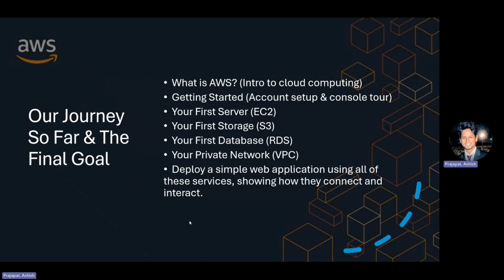Just to quickly recap our journey, we have built a solid foundation. You now know what each of these core services does individually. But the real power of AWS comes from how you connect them. Today, my goal is to show you exactly that. I'll be taking a simple application and deploying it to my EC2 instance using my RDS database and my S3 bucket, all securely orchestrated within the VPC I created in the last video.